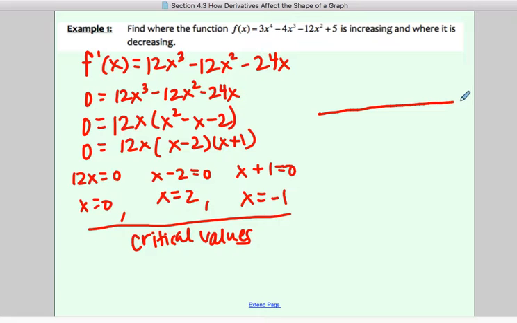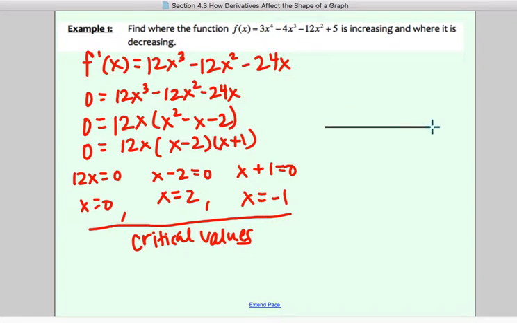So what we're going to do is make ourselves a number line. Okay. And on our number line, we're going to write down our critical values. So we'll have negative 1, 0, and 2. And then we are going to test points. Okay, the points we test, we are going to plug into our derivative, f prime of x. So I'm looking at a number less than negative 1, in between there, and then in between 0 and 2.